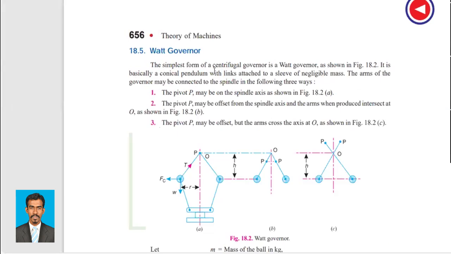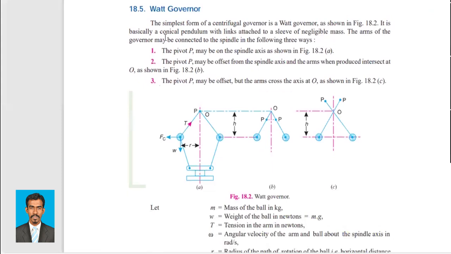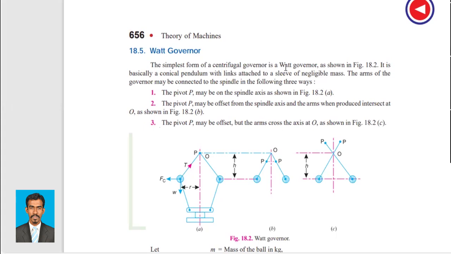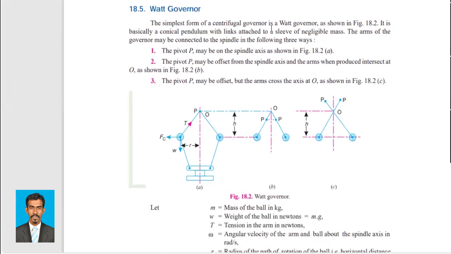First type, Watt governor, right? So this is the simplest form of centrifugal governor. You see here, this is a picture of it. It is basically a conical pendulum with links attached to a sleeve of negligible mass. So this sleeve is of negligible mass.